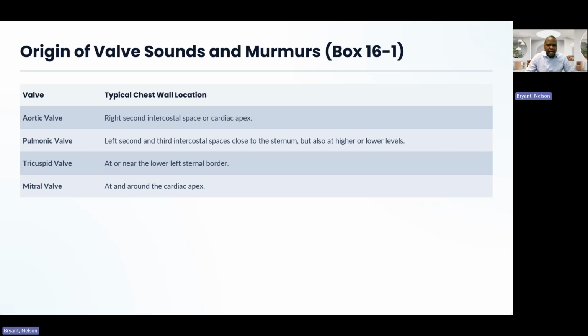This table outlines the chest wall locations where murmurs and sounds originating from specific valves are best heard. For example, aortic valve sounds are typically the loudest at the right second intercostal space, while mitral valve sounds are best auscultated near the cardiac apex.